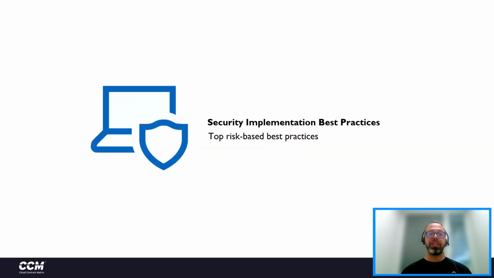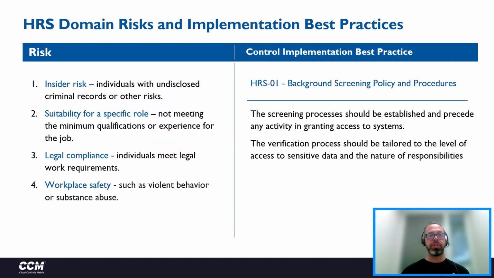Let's look at the best practices and the top risks and how CCM helps us mitigate those risks. First of all, there's insider risks. It could be that you employ someone who didn't disclose their criminal history, and that could bring risks into your organization. It might be that the individual is not really suitable for the job. They don't have the experience and the knowledge to get the job done.